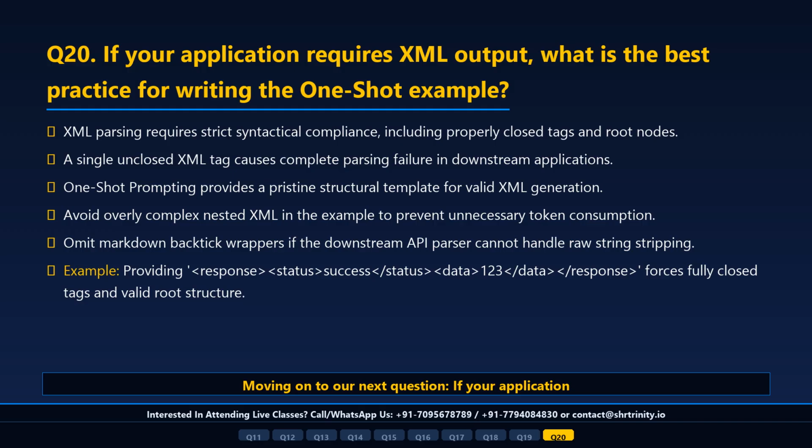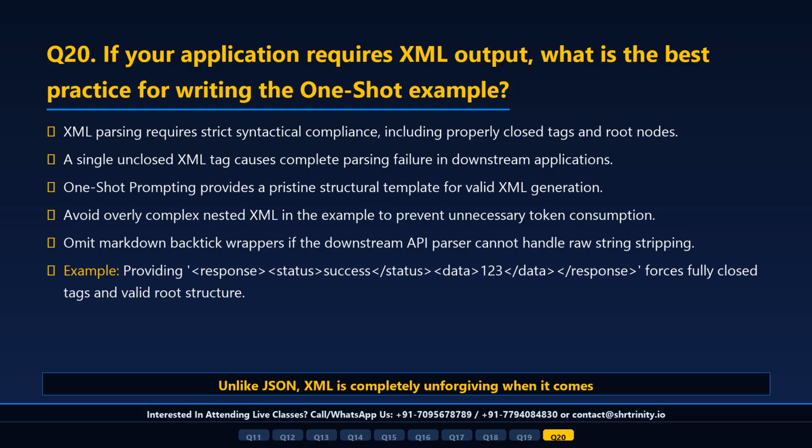Moving on to our next question, if your application requires XML output, what is the best practice for writing the one-shot example? Welcome to our final question in this module, focusing on XML formatting. While JSON is dominant in modern web APIs, XML remains vital across legacy enterprise systems, SOAP services, and specific document processing pipelines. Unlike JSON, XML is completely unforgiving when it comes to syntax errors. A single unclosed tag or missing root wrapper causes XML parsers to throw fatal exceptions.